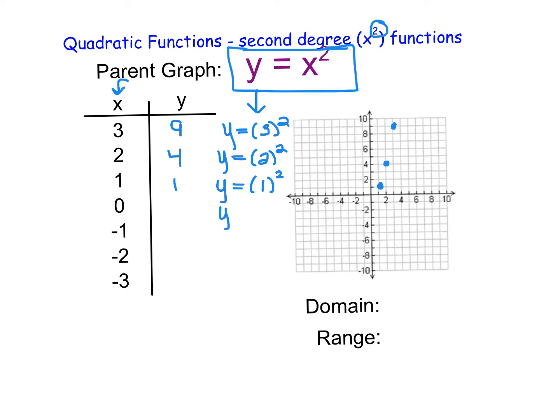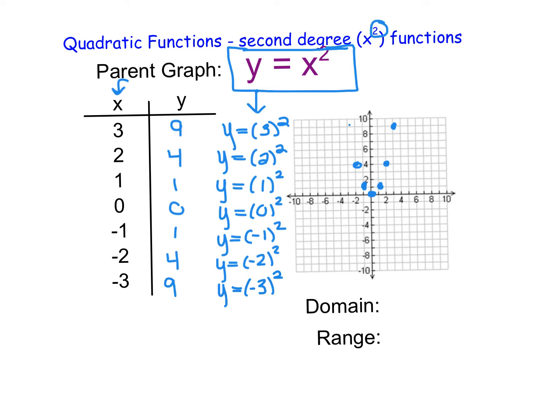And then we have y is equal to 0 squared. That would be 0, so we're at 0, 0. Then we have y is equal to negative 1 squared, which is 1. Y is equal to negative 2 squared, which is 4. And finally, y is equal to negative 3 squared, which is 9.